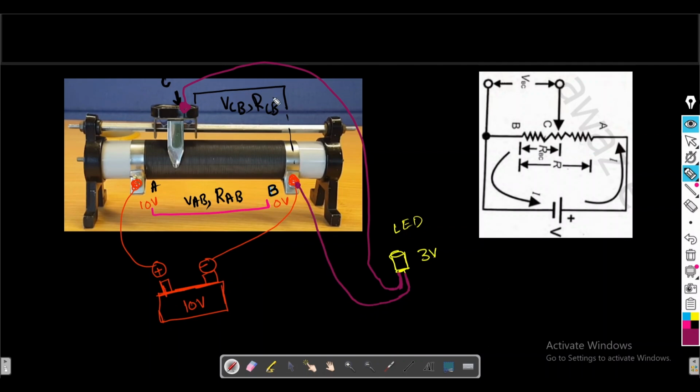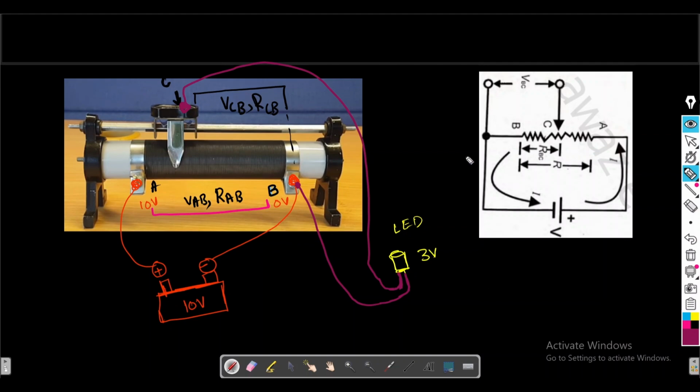So here this is VCB or VBC. The potential difference passed through this LED is VBC, which is from point B to point C. In this way we will decrease this potential according to our desire. So this looks complex, but this is very simple.